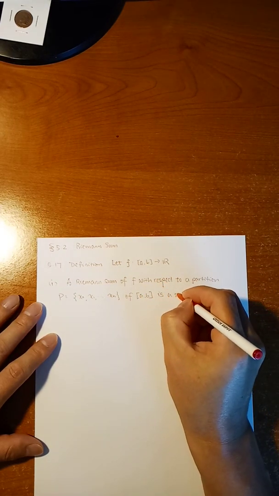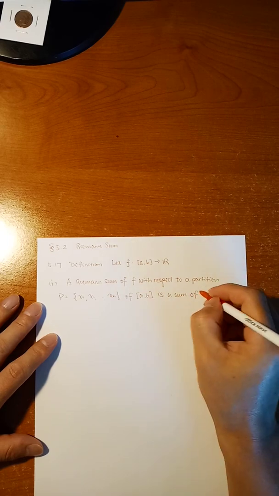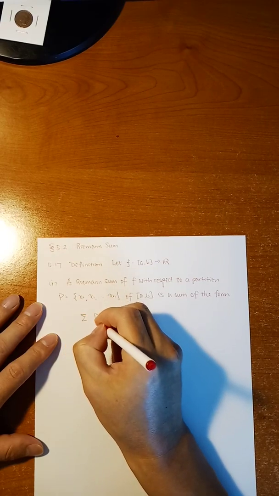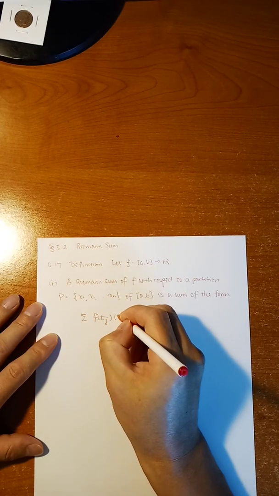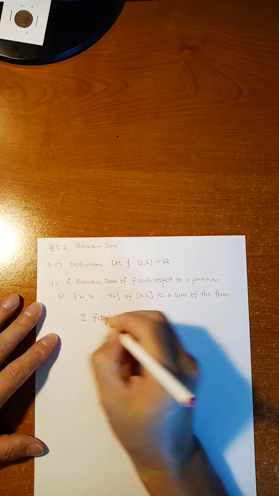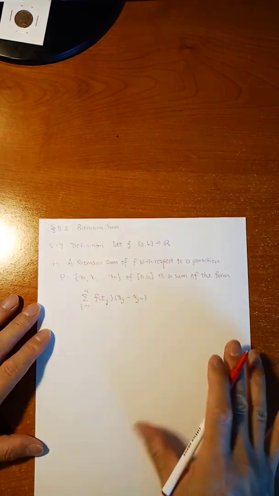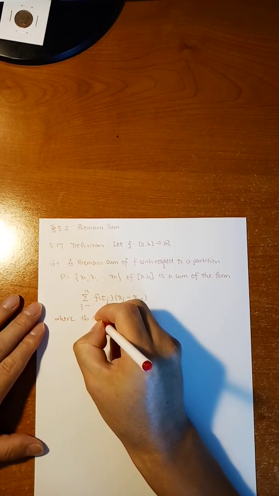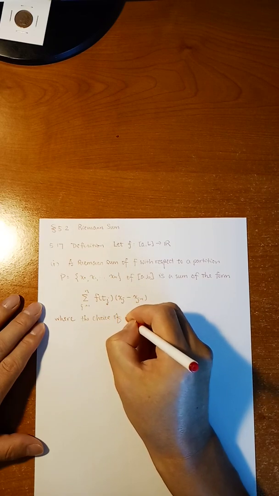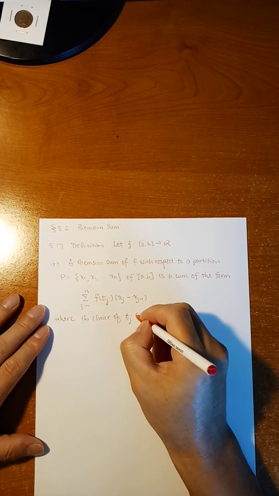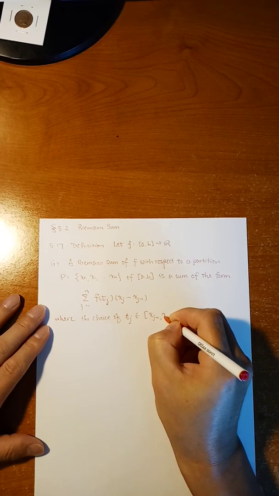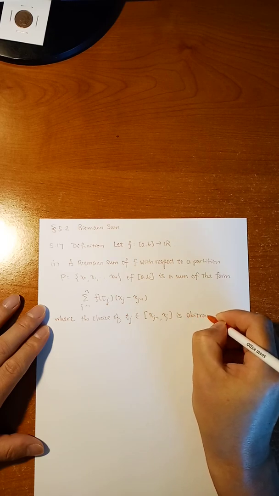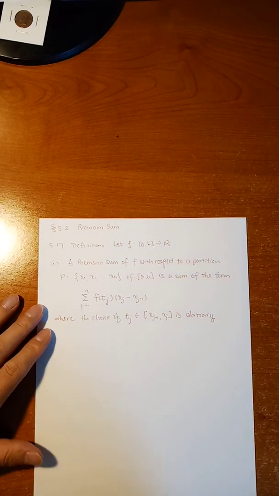is a sum of the form sigma f(tj)(xj minus xj-1), j from 1 to n, where the choice of tj in [xj-1, xj] is arbitrary. Okay, so this is the Riemann sum.